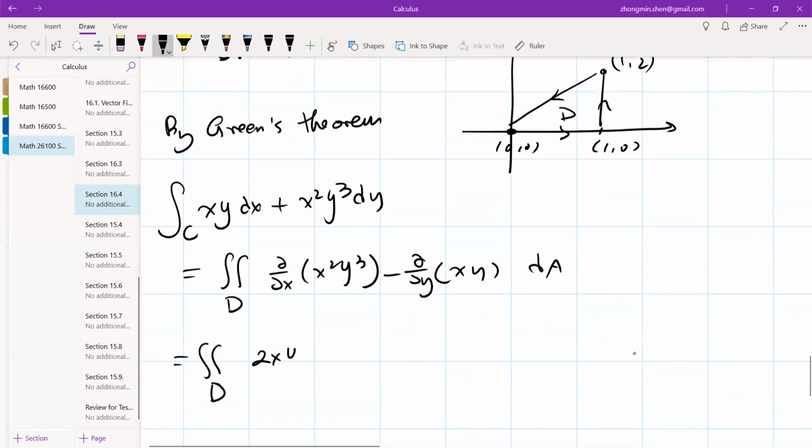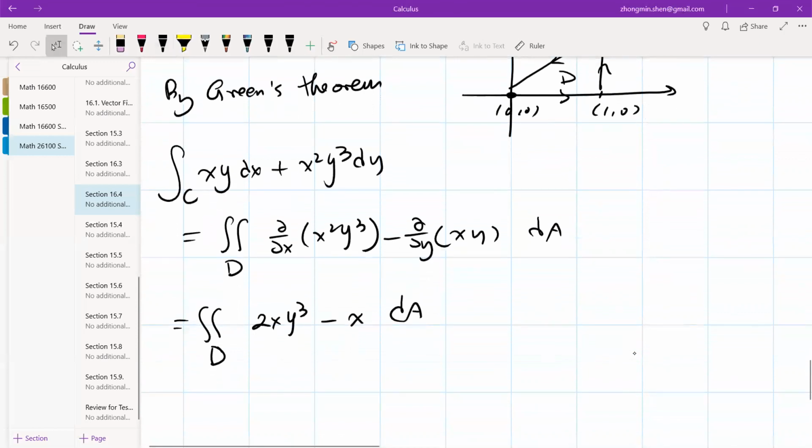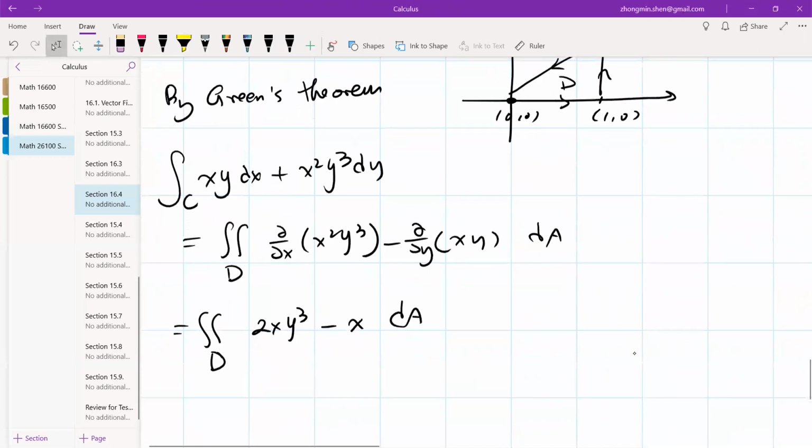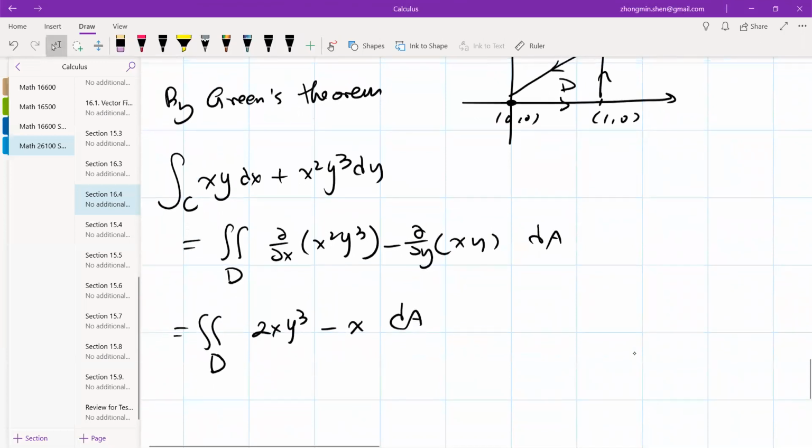It's 2xy cubed minus just x. When we differentiate xy with respect to y, we get x, and dA. Okay, so that's it. So now this is a double integral over the triangle. So you know how to evaluate, right? You can use the iterative integral.